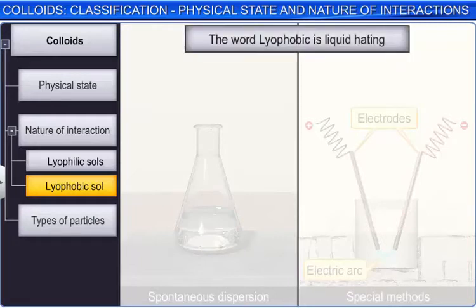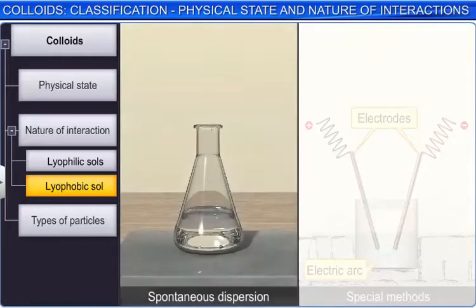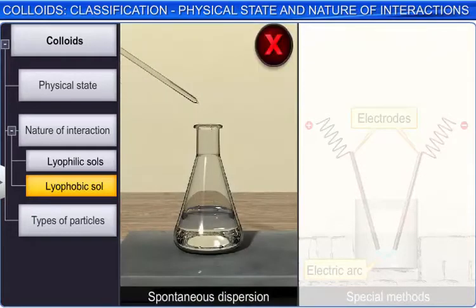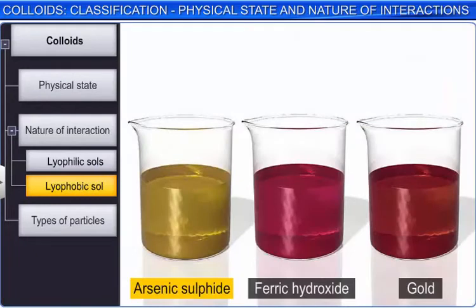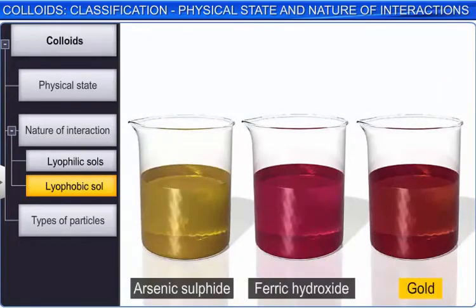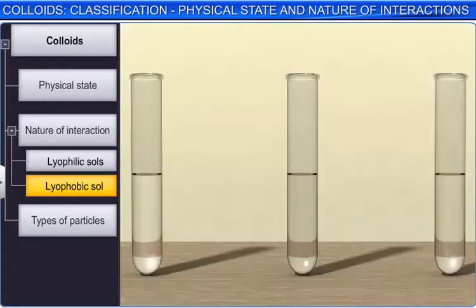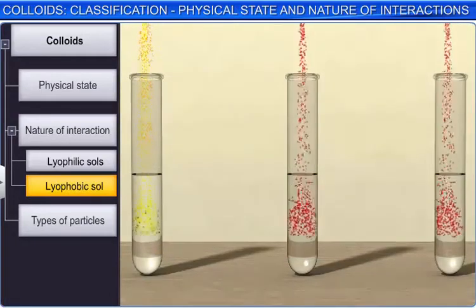Lyophobic colloids cannot be formed by spontaneous dispersion in the medium, but can be prepared only by special methods. Arsenic sulfide, ferric hydroxide, gold, and other metals form lyophobic colloids. These metals are sparingly soluble, and thus their molecules do not pass readily into the colloidal state.